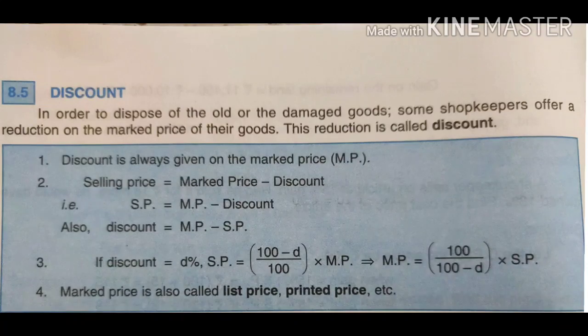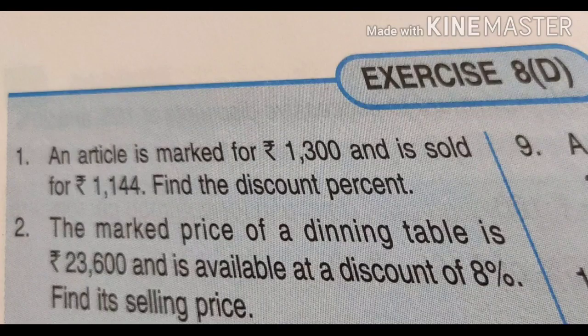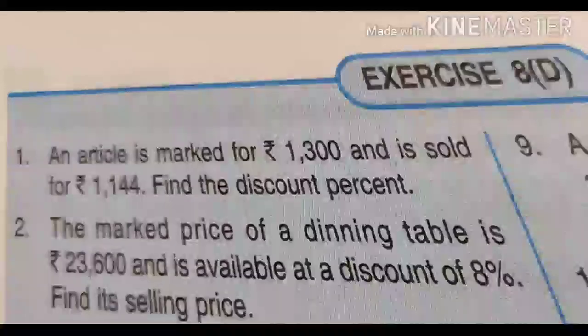Check here nicely. An article is marked for 1300. Marked means what is given here? Marked price. Marked price means the price which is printed. And sold for, sold means selling price, 1144. Find the discount percent. What is the discount percent? Okay, let us see the solution.